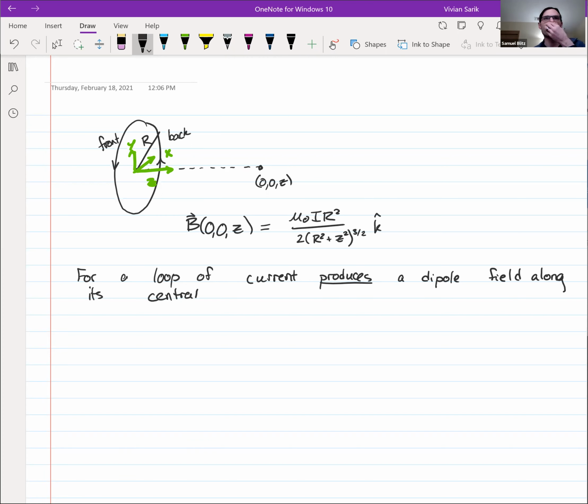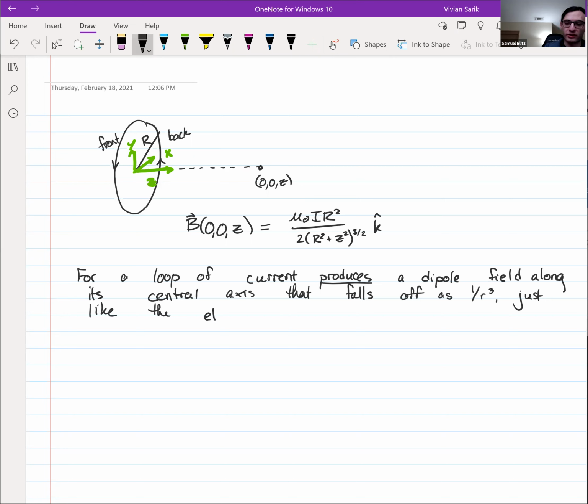And by the way, the reason why we know it's a dipole is because it has the properties of the dipole that we described last time. It experiences a torque and so on and so forth. But it also has another property that dipoles should have, which I'm about to get to. So it produces a dipole field along its central axis that falls off as 1 over r cubed, where little r is the distance between the dipole and the point of interest.